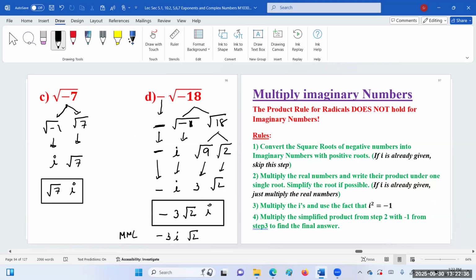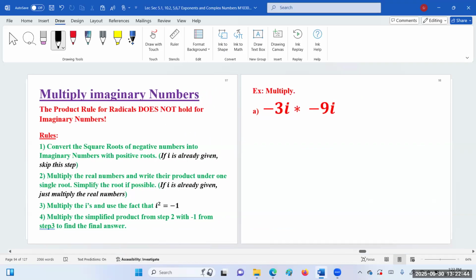Now multiplying imaginary numbers, you already know that. You already multiplied many numbers, right? When you did division, you already multiplied them. So let me just go over there real quick. 3i times negative 3i times negative 9i. What do you get? George.